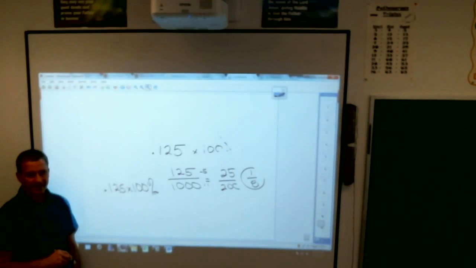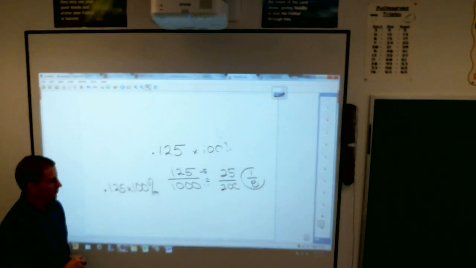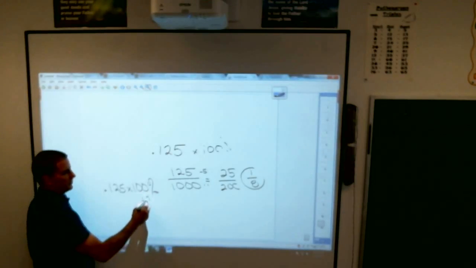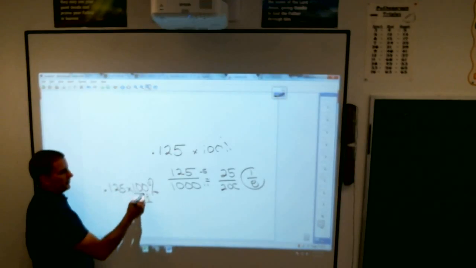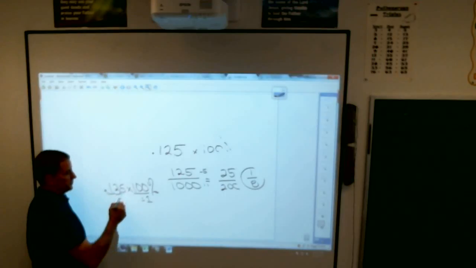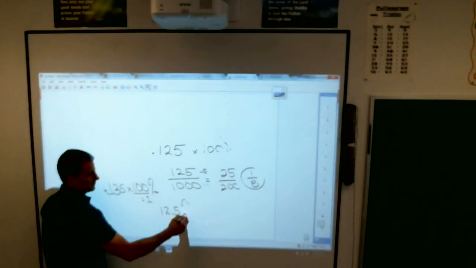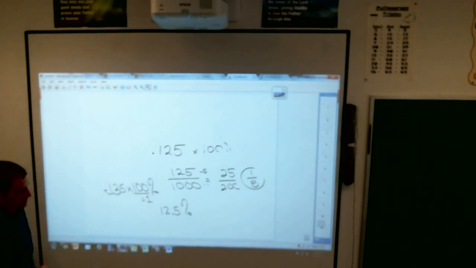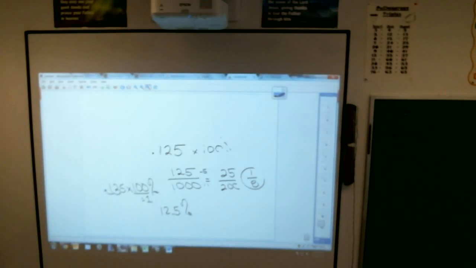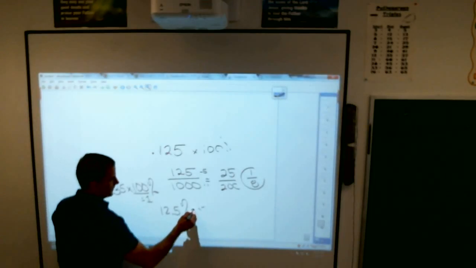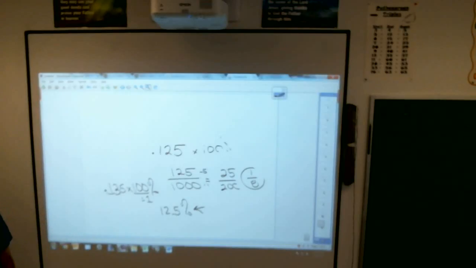If you ate 100% of an apple, what did you eat? 1 apple, right? 100% is the same as the number 1. This times 1 gives you the same thing. So when you multiply by 100%, yes, you move the decimal 2 places because it's 100, but it is in percent still. You haven't changed it. It still means 125, but it is in percent form. 100% is 1. Multiplying by 1 does not change it.